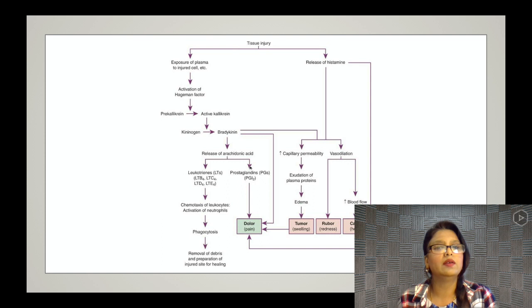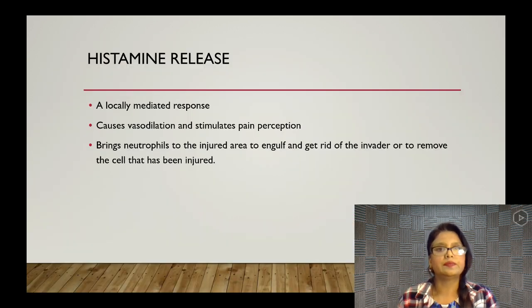So all of them are reducing the inflammation by cutting the cycles. Maybe one medication will act over here, one medication will act over here on prostaglandins, and one medication will act over here. So that's how they all work.